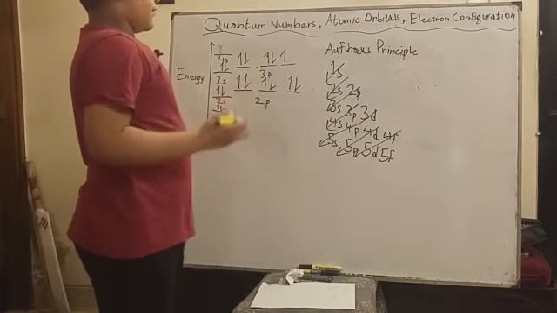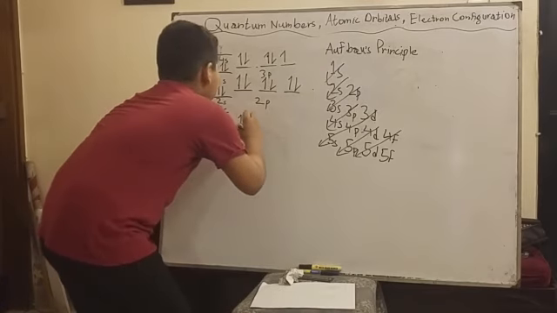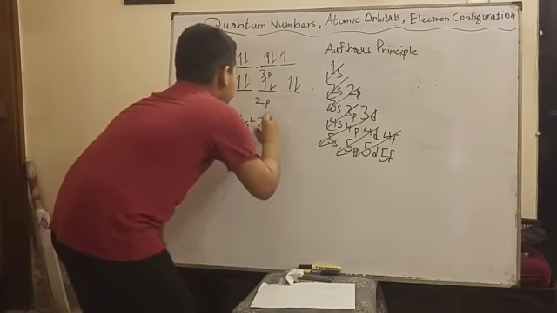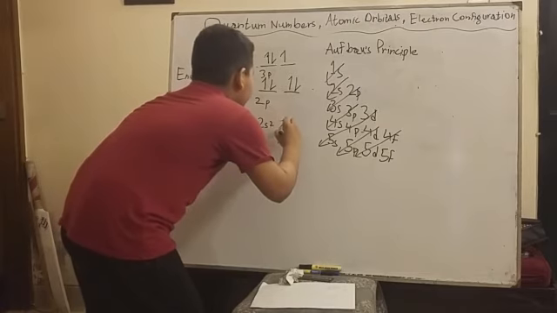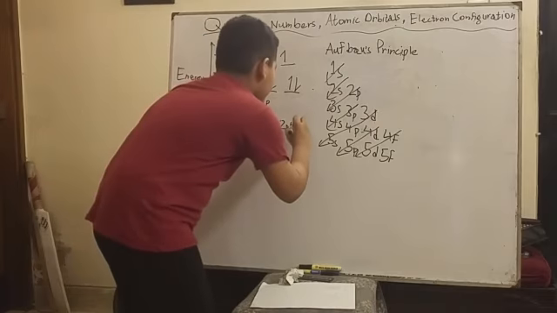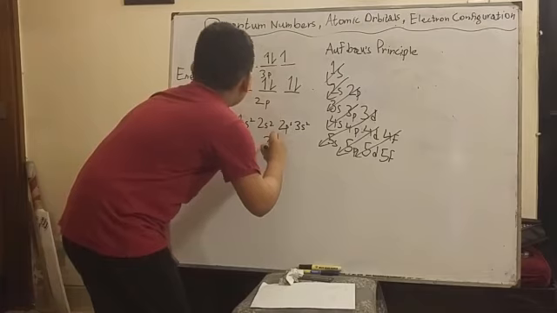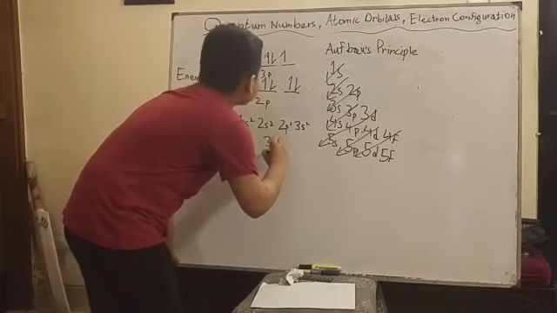So the electron configuration of chlorine would be 1s2, 2s2, 2p6, 3s2, and 3p5.